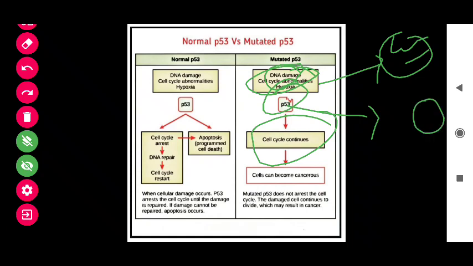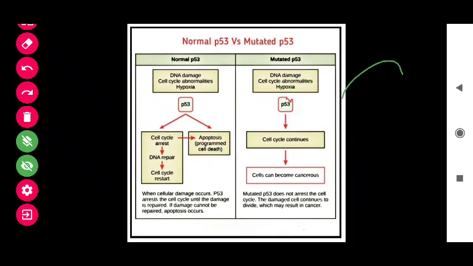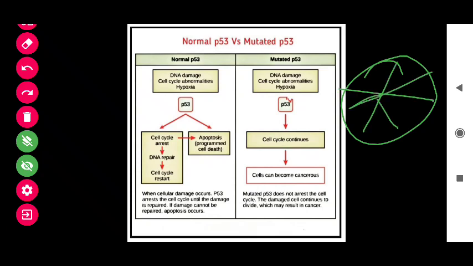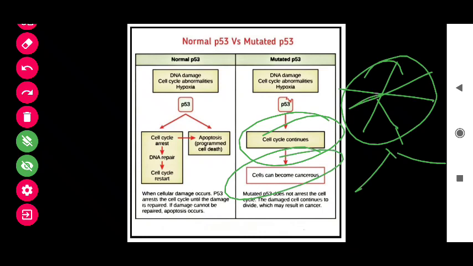What happens when the cell cycle continues? The cell cycle is a process where a cell has many phases to divide, 11 hours, 12 hours, 5 hours, G1, S, G2, M, and after one cycle a cell divides. So if there is a mutation in protein 53, the cell cycle continues. It doesn't arrest the abnormalities in the cell cycle and the cell becomes cancerous. So the mutated p53 does not arrest the cell cycle. The damaged cell continues to divide, which may result in cancer.